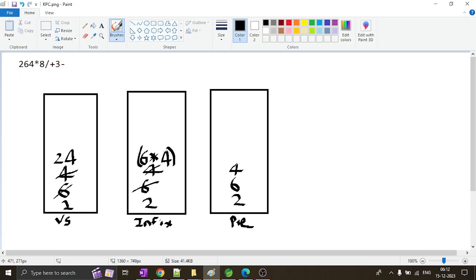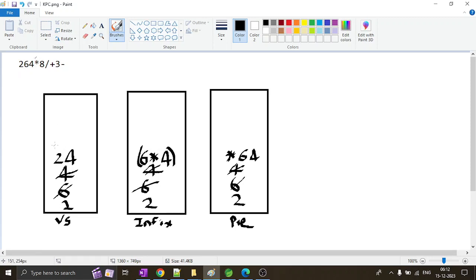Okay, and for the prefix, what do we have? We have V1, we have operator, right? First, operator is multiplication, then V1 is 6 and V2 is 4. So we have iterated till this, right?